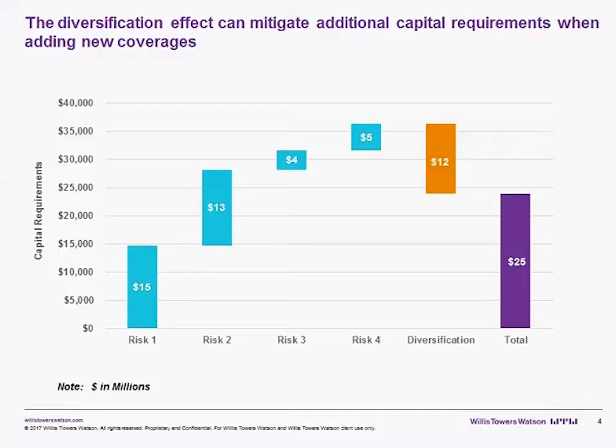So if you were looking at these in a siloed effect and just adding them up together, to put the 4 new coverages into your captive, you'd need something like $37 million of capital. If you look at the diversification impact, that's the yellow bar, and that's about $12 million. So looking at the 4 together gives you a capital requirement that's $12 million lower than looking at them in silos, or a capital requirement of about $25 million.